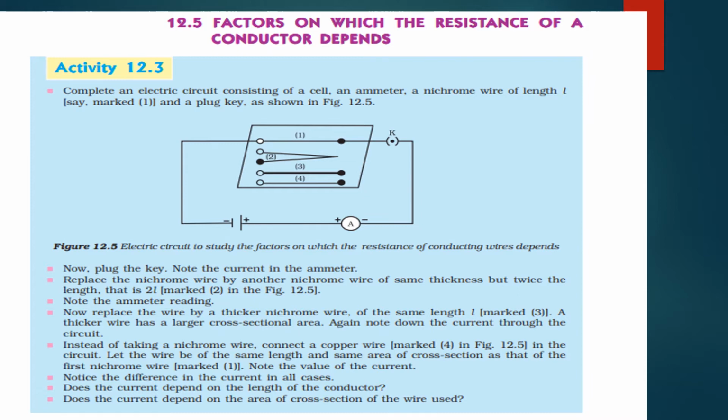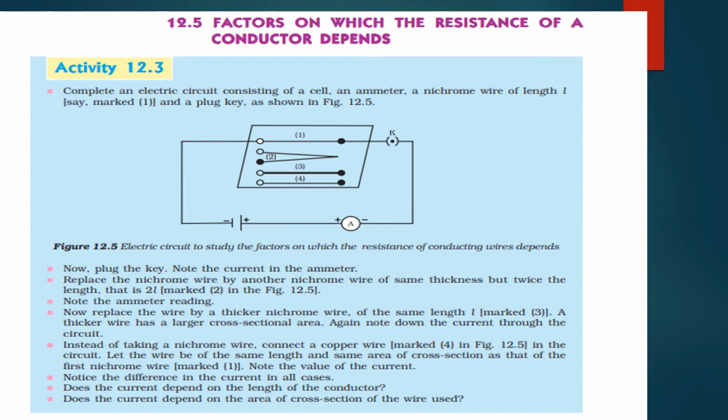Students, remember, at first we have a nichrome wire of length L, and we read the ammeter. After that we replace this wire with double the length, that means a 2L length wire, but the thickness is the same. Again we read the ammeter. Then we replace this wire with a nichrome wire of length L but thickness 2A, double the first one, and again read the ammeter. Now replace this again and place another wire, suppose a copper wire instead of nichrome wire, and again read the ammeter.